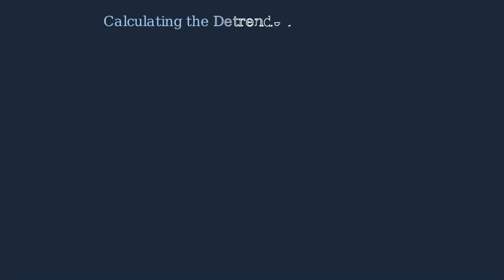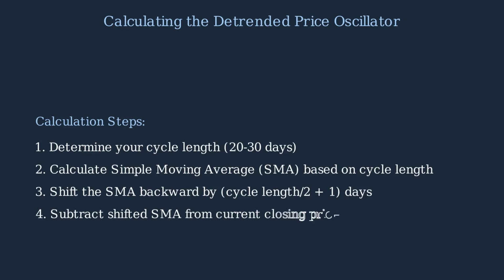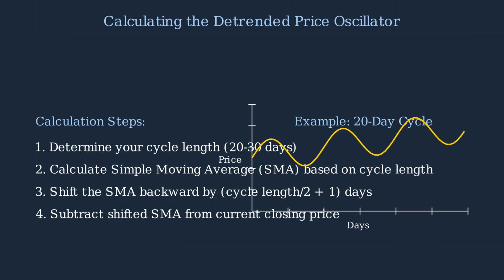To calculate the Detrended Price Oscillator, we need to follow a specific process that removes the trend component from price data. The calculation involves four main steps. Let's walk through an example using a 20-day cycle. Here's a price chart showing both trend and cyclical components. Step 2. We calculate a 20-day simple moving average to capture the trend component.